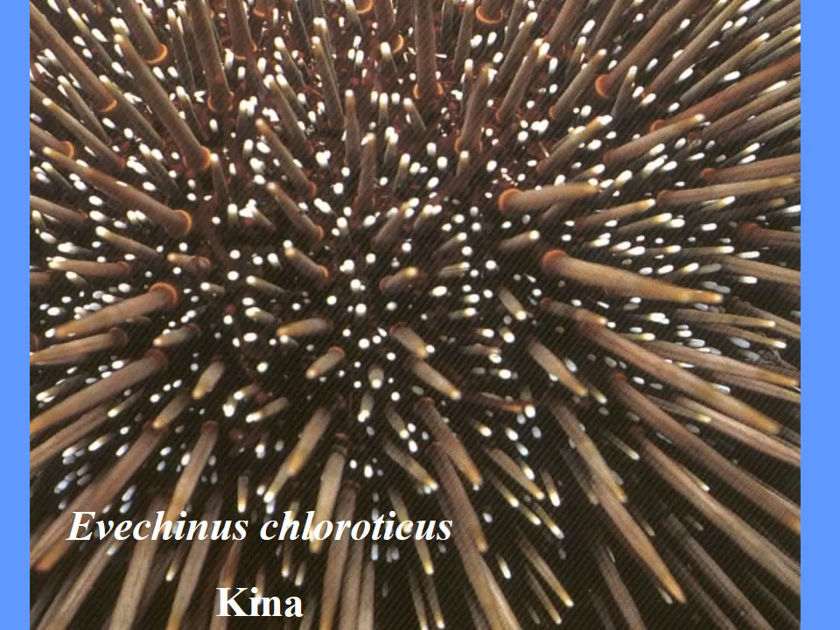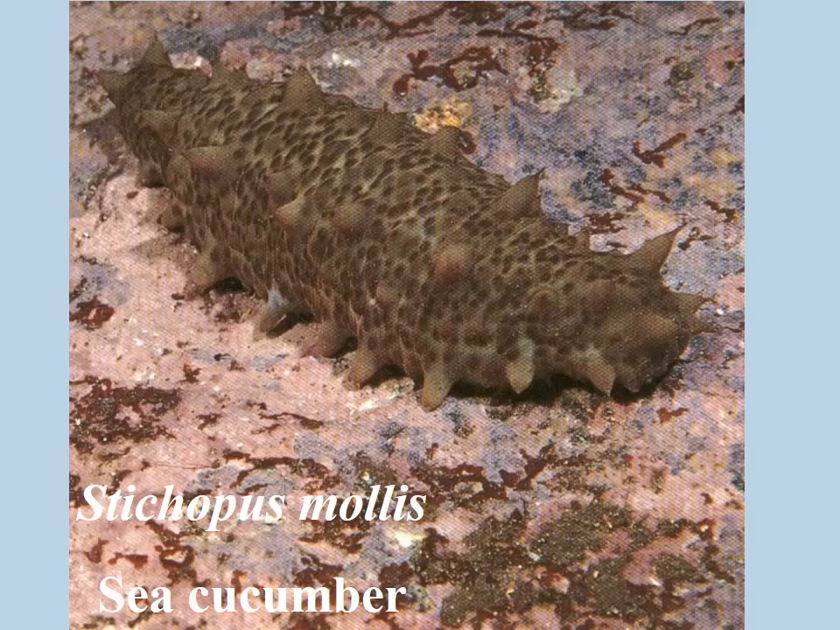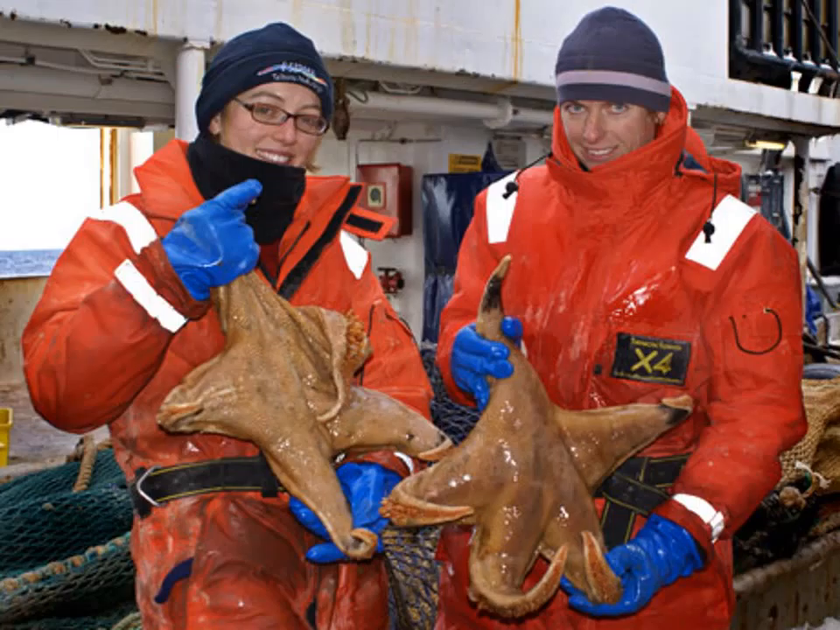Everybody knows what a kina looks like. Spiny little urchin. And here's a sea cucumber. And here's some very large asteroidean echinoderms from deep water, taken from the sampling off of the Tangaroa. So they do get pretty big.